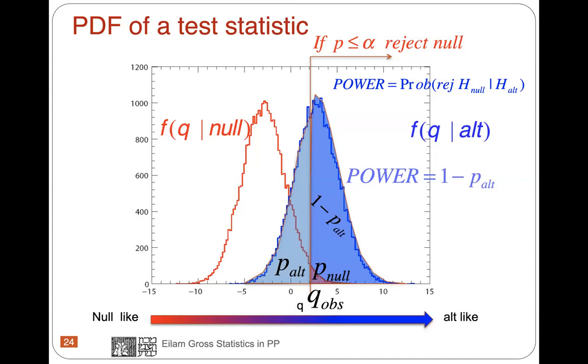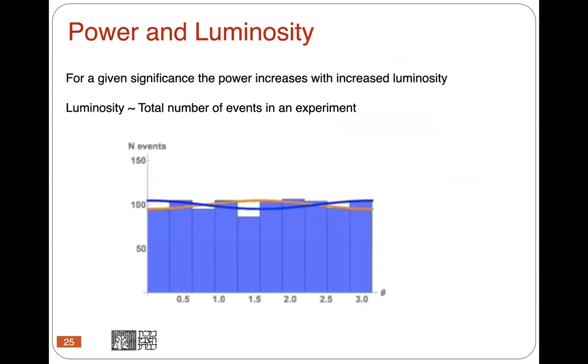If the p-null, this red area below, is say 1%, then I say I can probably reject the null hypothesis. But you want to make sure that you reject it while the alternative hypothesis is true. So you want the power of the test to be high. You want the blue area, denoted by 1 minus p alt, to be large. So that's why people defined something called CLS.